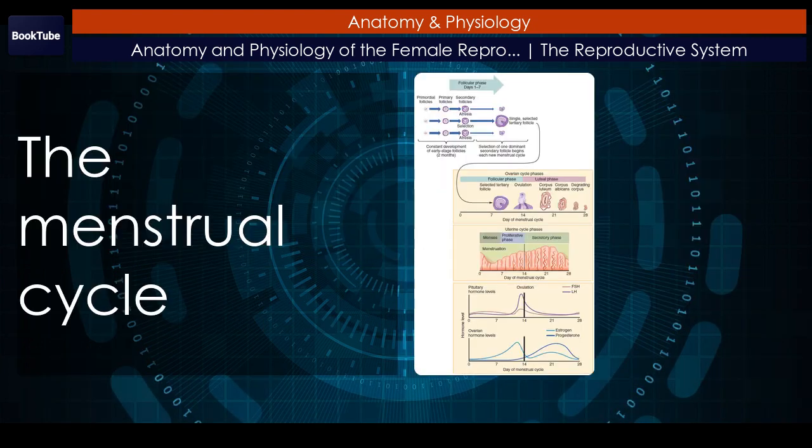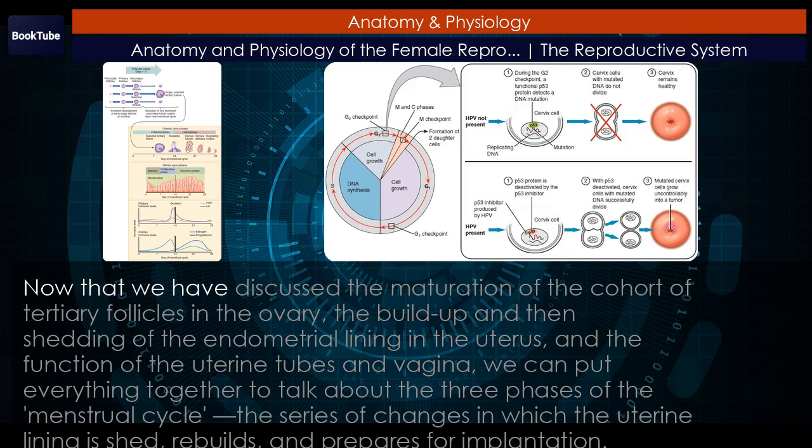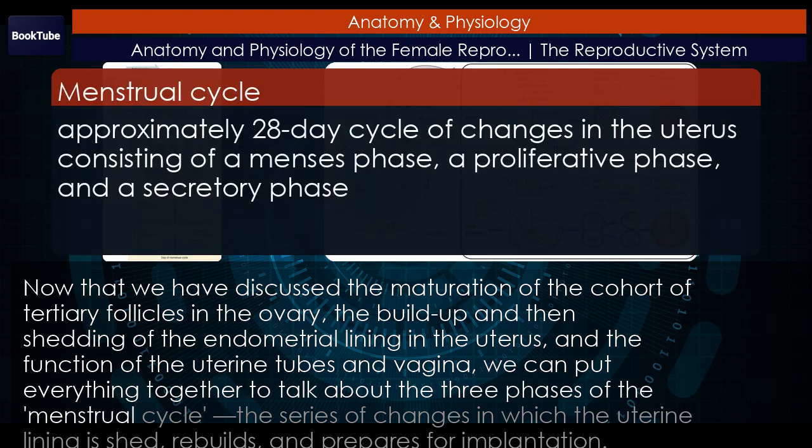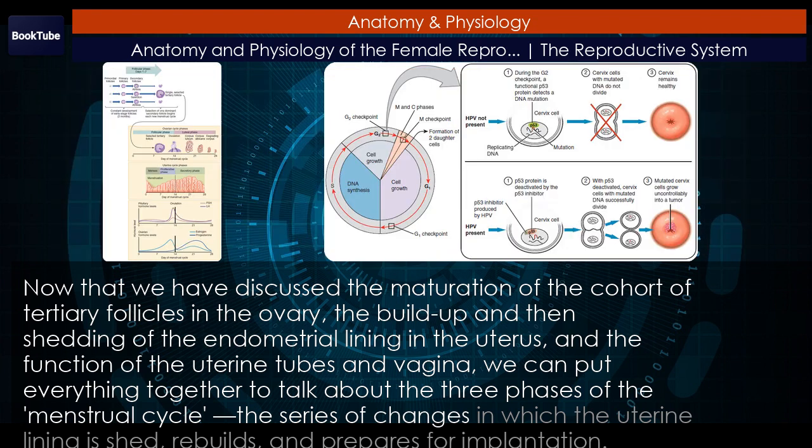The menstrual cycle. Now that we have discussed the maturation of the cohort of tertiary follicles in the ovary, the buildup and then shedding of the endometrial lining in the uterus, and the function of the uterine tubes and vagina, we can put everything together to talk about the three phases of the menstrual cycle. The series of changes in which the uterine lining is shed, rebuilds, and prepares for implantation.